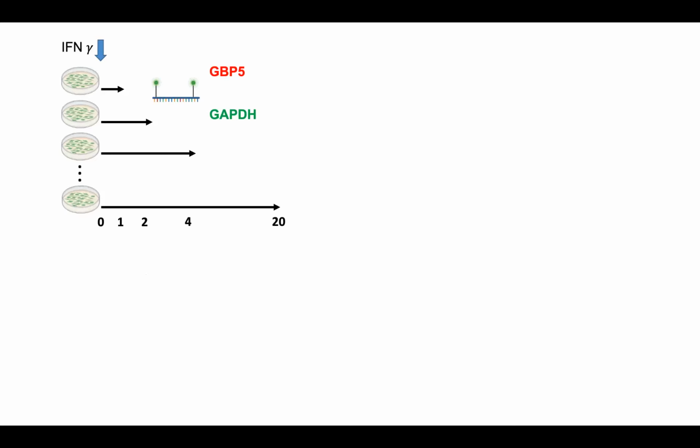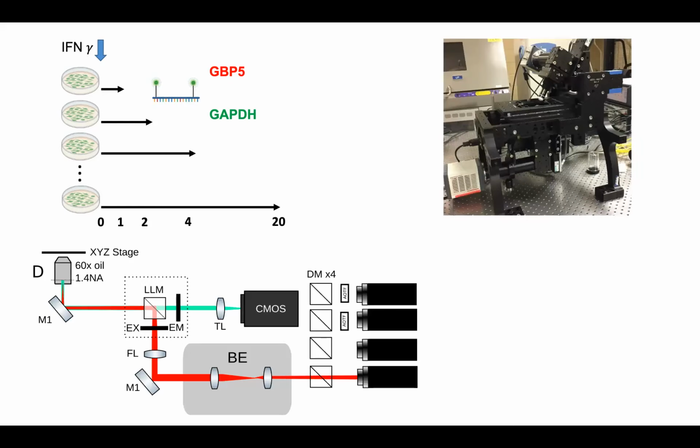For the experiments, we culture cells in multiple dishes and fix these dishes at different time points, around 1, 2, 4, and 20 hours. Then we hybridize single molecule FISH probes into these cells. In addition to the GBP5 gene that we are interested in, we also use GAPDH as a housekeeping gene control, not only for validation but also for calibration of the expression levels. When these samples are ready, we use our house-built high-throughput single molecule imaging system to conduct systematic imaging.